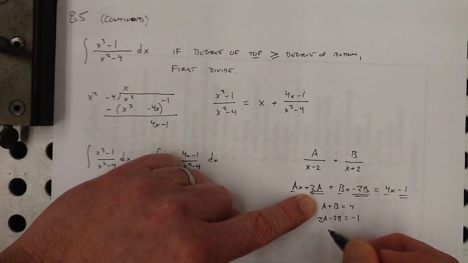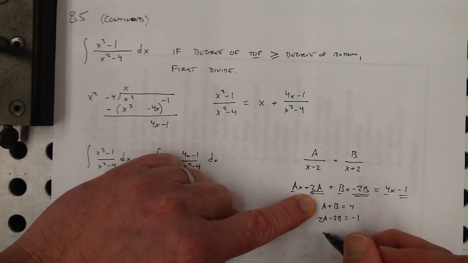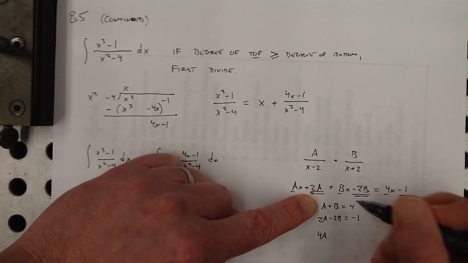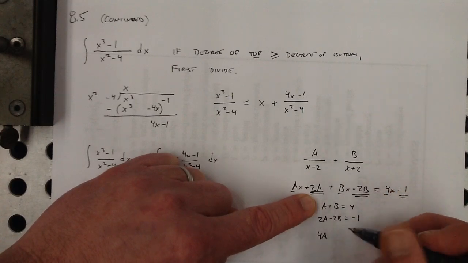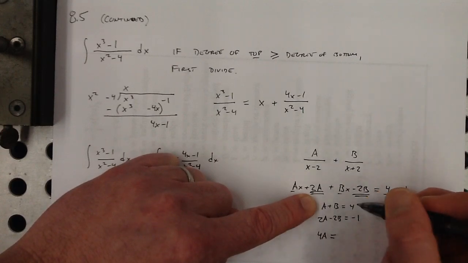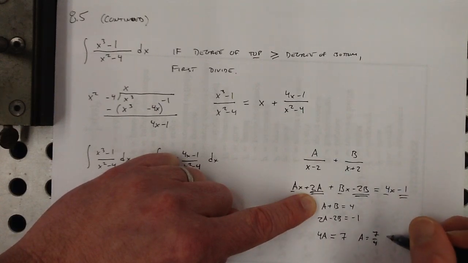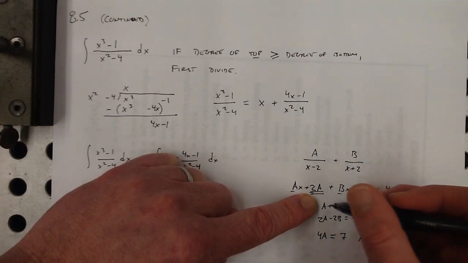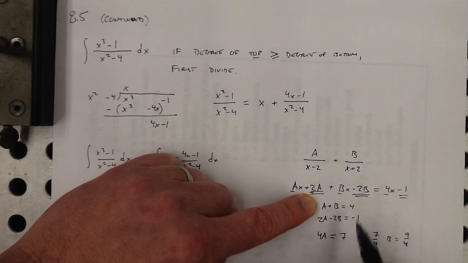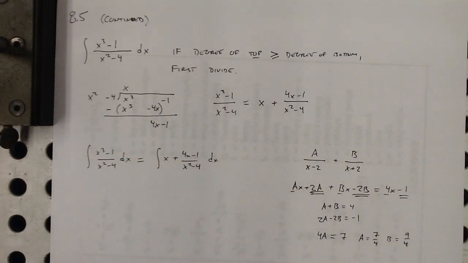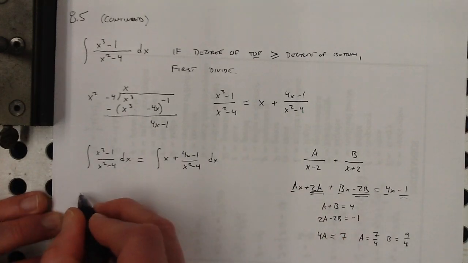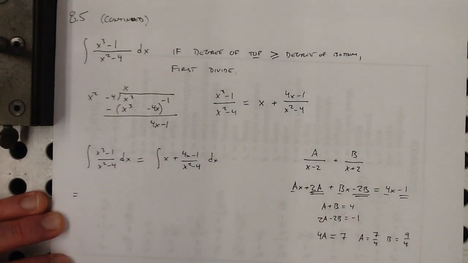And then if I add those together, I would get 4A. My 2B minus 2B cancel out. 8 minus 1 is 7. So A is 7 over 4, which means that B would have to be 9 over 4 from this equation here, because A plus B has to equal 4. So there's those. Okay, now I'm ready to do the final rewrite of my integral here.